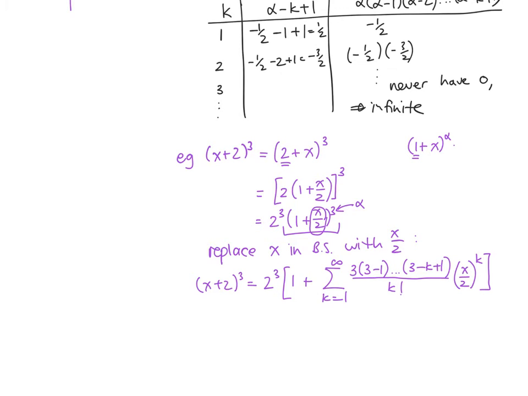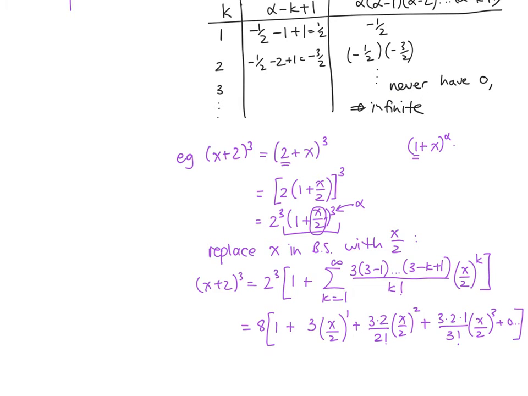So now we can go through and work out each of these terms. We've got 2 to the 3 is 8, and that's going to multiply our 1 plus. Now when k is equal to 1, our coefficient is just going to be 3 times x over 2 to the 1. Then when k is equal to 2, we're going to have 3 times 2 over 2 factorial, x over 2 to the 2. And when k is equal to 3, we've got 3 times 2 times 1 over 3 factorial times x over 2 to the 3, and any further terms are equal to 0 by the same reasoning that we saw when we took alpha equals 5.